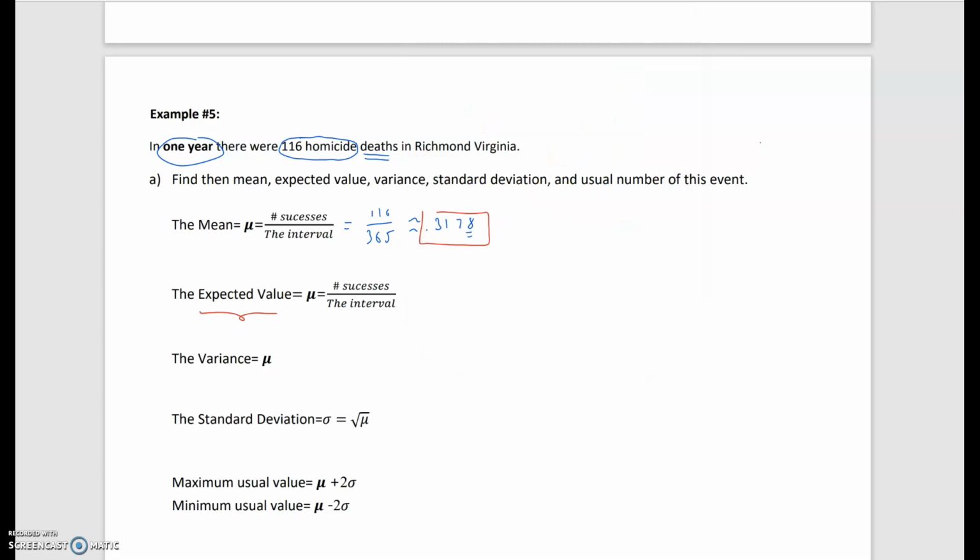Now, if they mention for us to get the expected value, we're going to be using the rounded value, but we're going to round it to the nearest integer. So the actual value of the mean was approximately 0.3178, which if you round to the nearest integer is going to be 0. And when we're talking about the expected value, they're going to want units. So in this case, you expect 0 deaths in this particular city. So technically, this will be Richmond, Virginia.